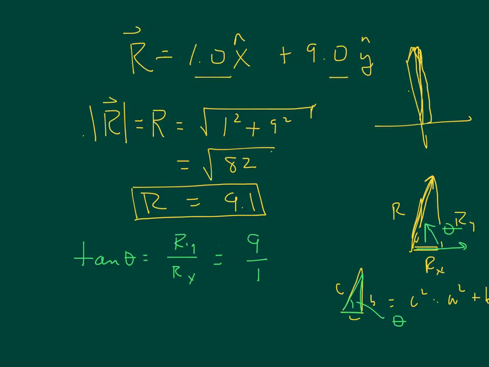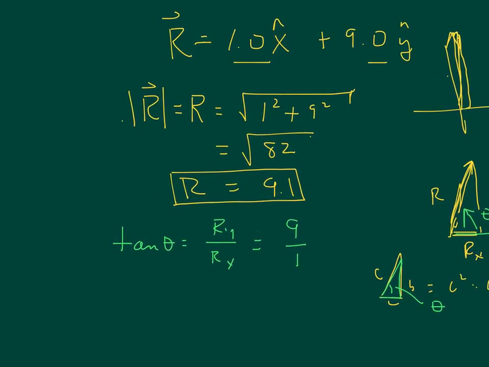To find the angle itself now, we need to take the arctangent of both sides. When we take the arctangent, written tangent minus 1, of the tangent, that returns the argument theta. So theta then would be equal to the arctangent of 9 over 1. And rounded off, that turns out to be 84 degrees.